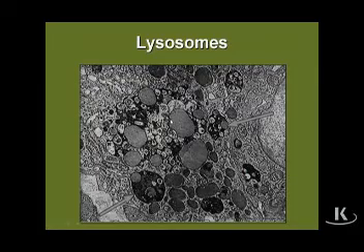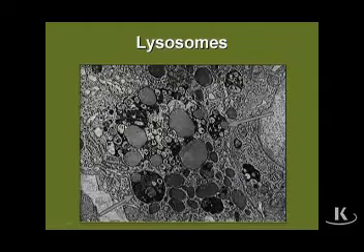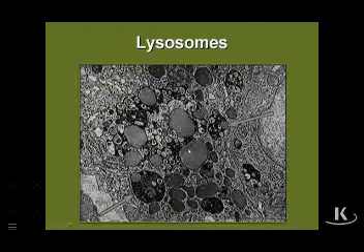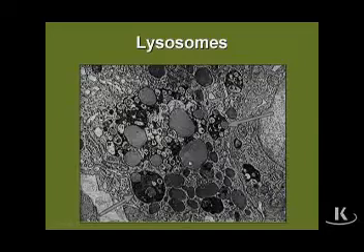Finally, an electron micrograph view of primary and secondary lysosomes. Probably the homogeneous electron-dense structures toward the middle of the picture are most likely primary lysosomes, and the structures at the tip of the arrows are more likely secondary lysosomes that contain partially digested substrates.